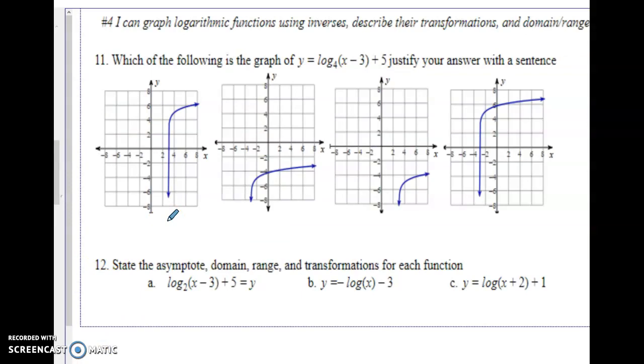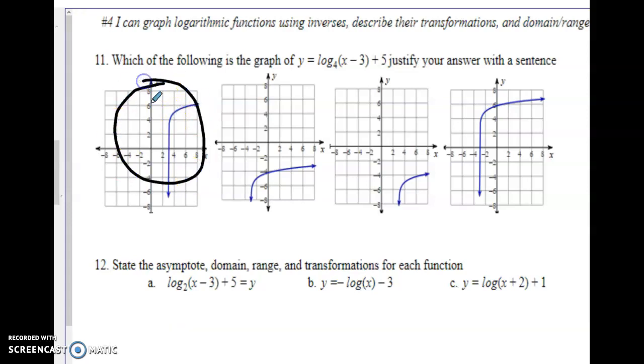Number 11, we're just going to pick the graph that goes with this equation. So if you notice, log base 4, well, that's not really going to change my equation much. But this minus 3 is going to make it shift to the right 3 units. And this plus 5 is going to make it shift up 5. So if we notice on this one right here, shifting 3 units to the right, 1, 2, 3, and up 5, 1, 2, 3, 4, 5. Normally it would have crossed the y-axis right there, but now it's been shifted up 5. So this graph fits this transformation graph.